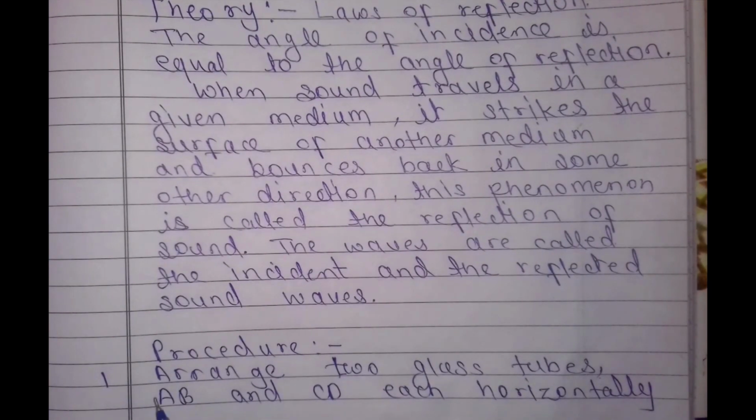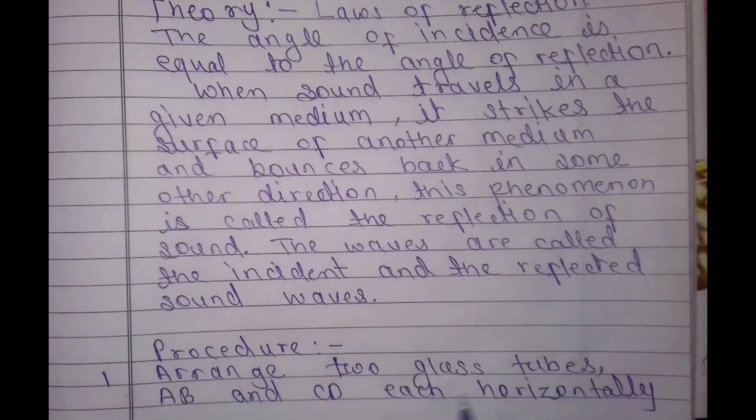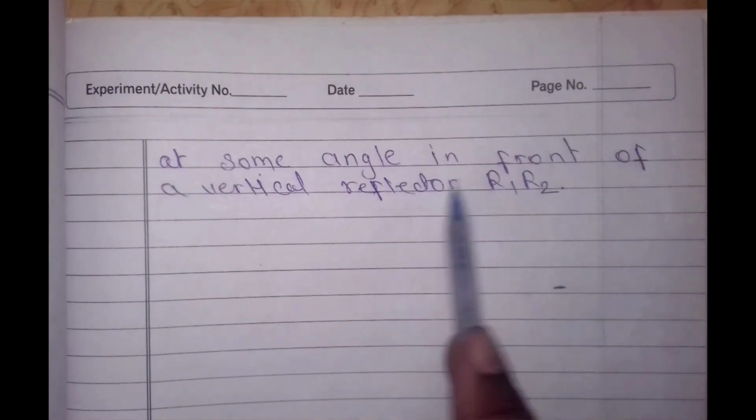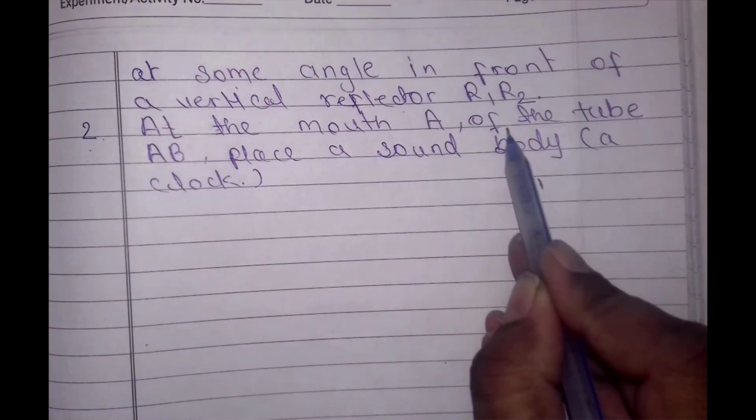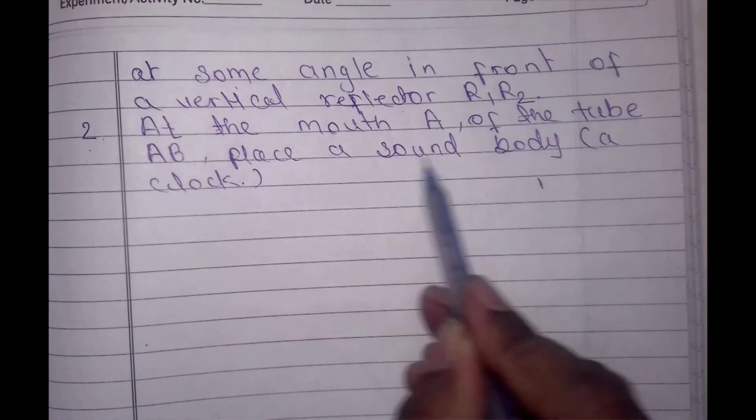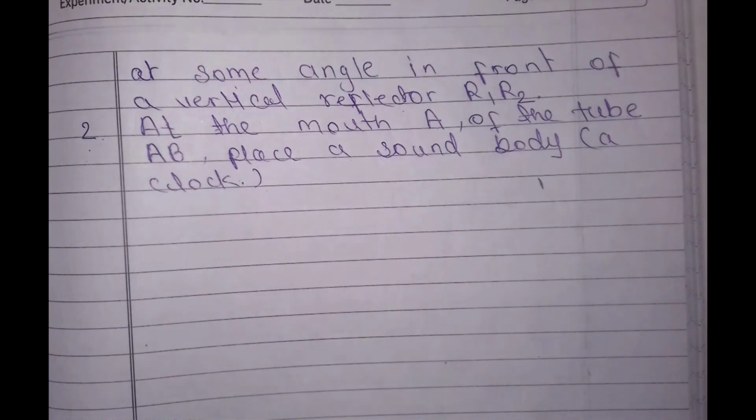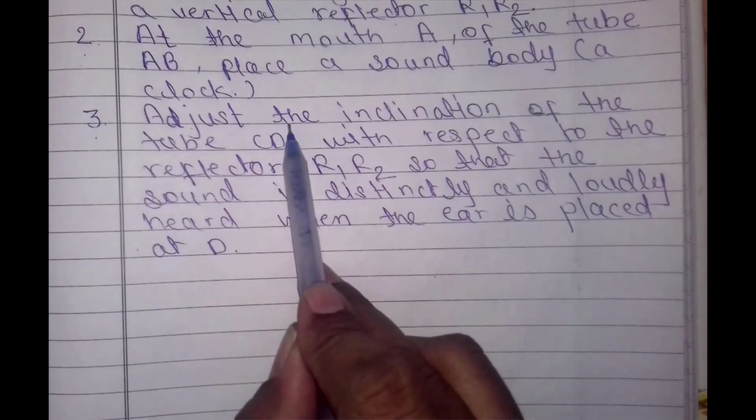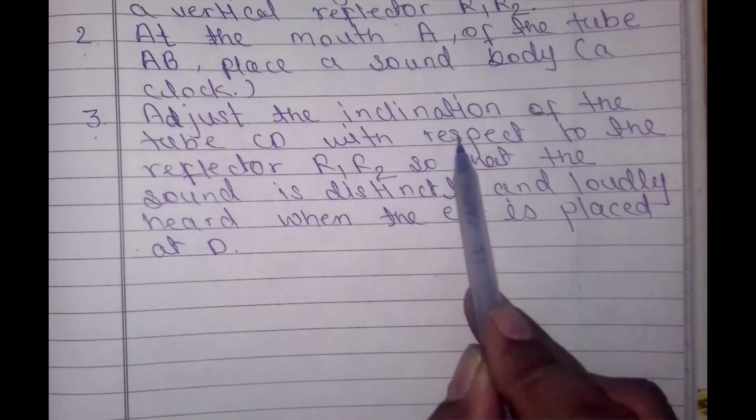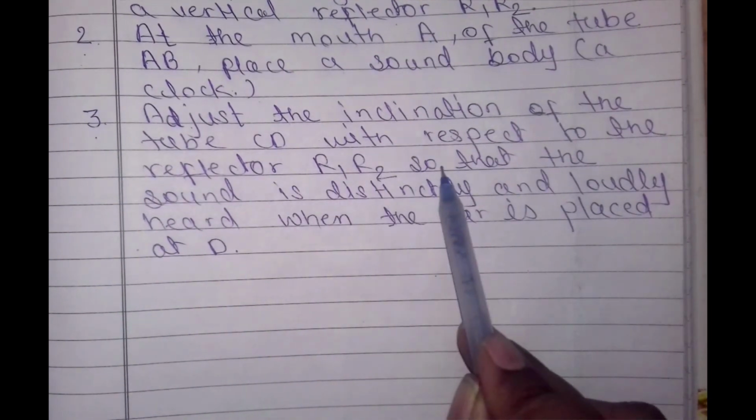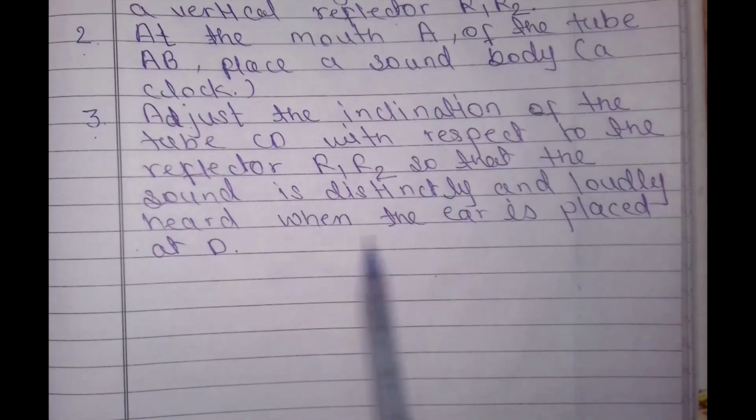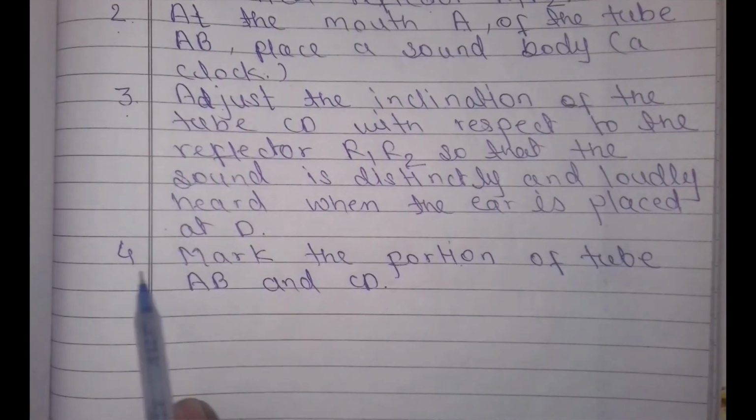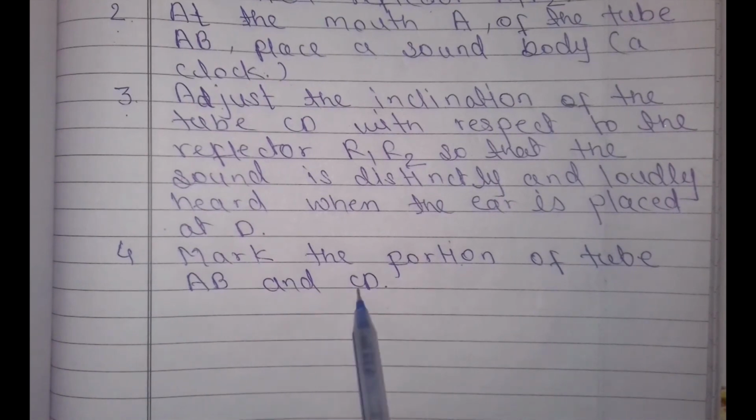Procedure. Point number 1. Arrange 2 glass tubes AB and CD each horizontally at some angle in front of a vertical reflector R1 R2. Point number 2. At the mouth A of the tube AB, place a sound body like a clock. Point number 3. Adjust the inclination of the tube CD with respect to the reflector R1 R2 so that the sound is distinctly and loudly heard when the ear is placed at D. Point number 4. Mark the position of tube AB and CD.